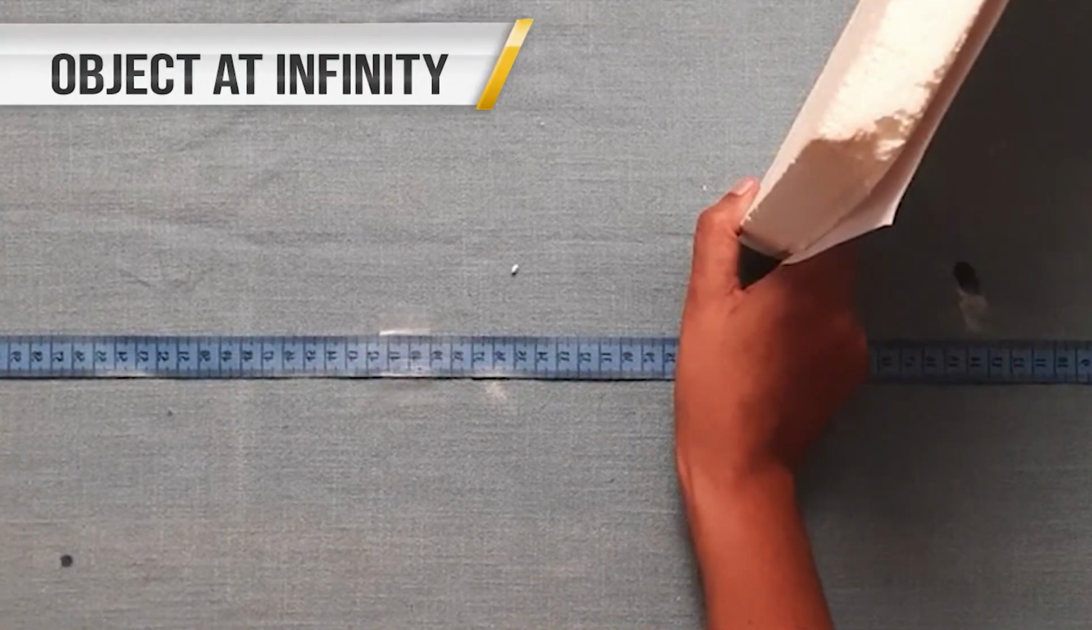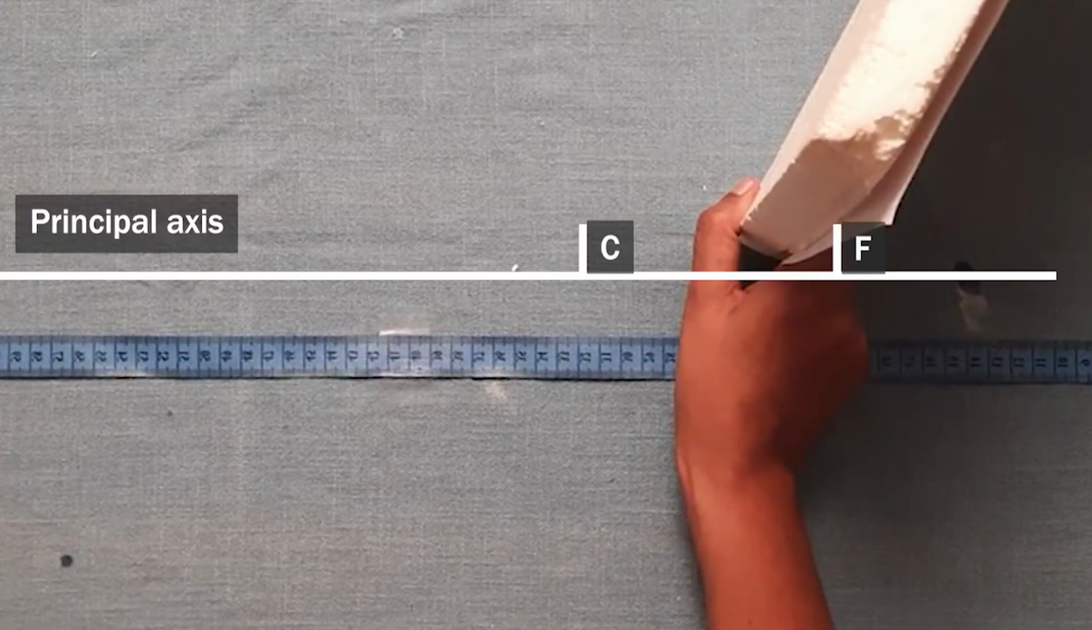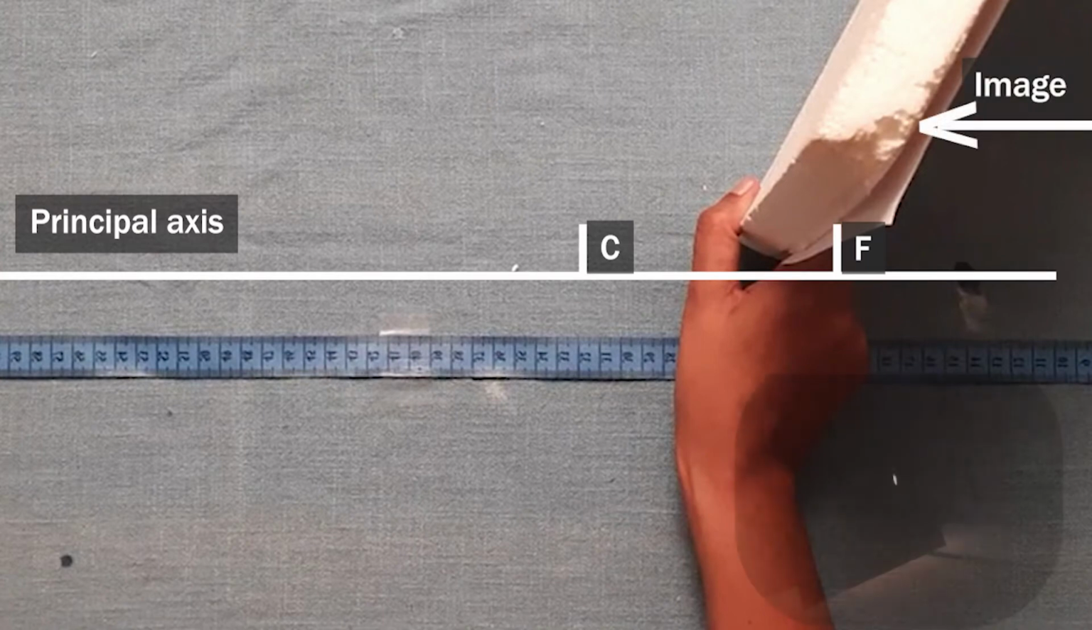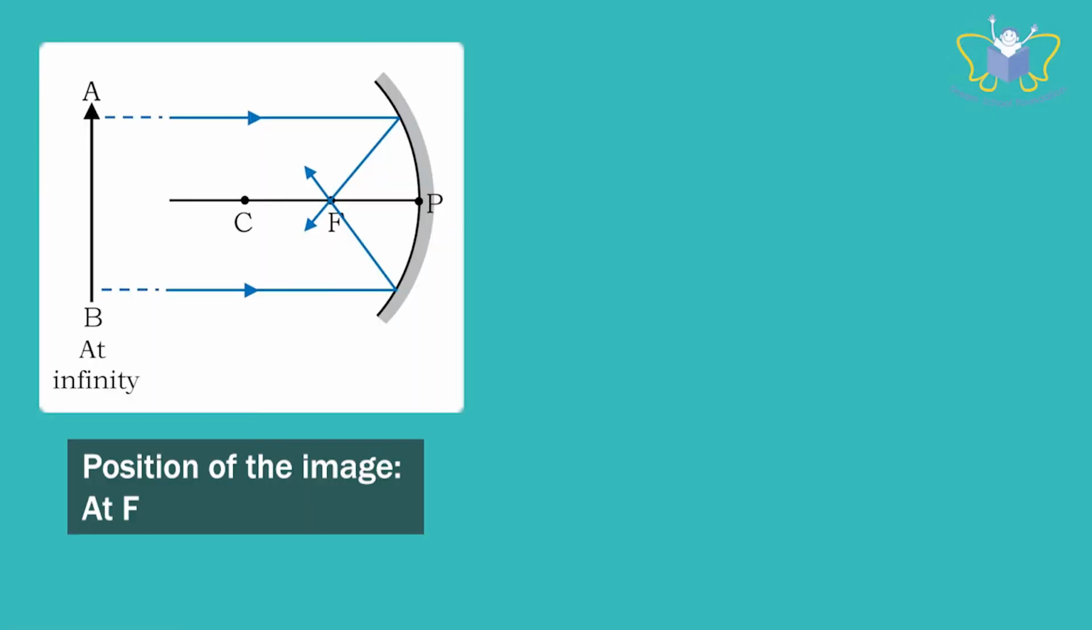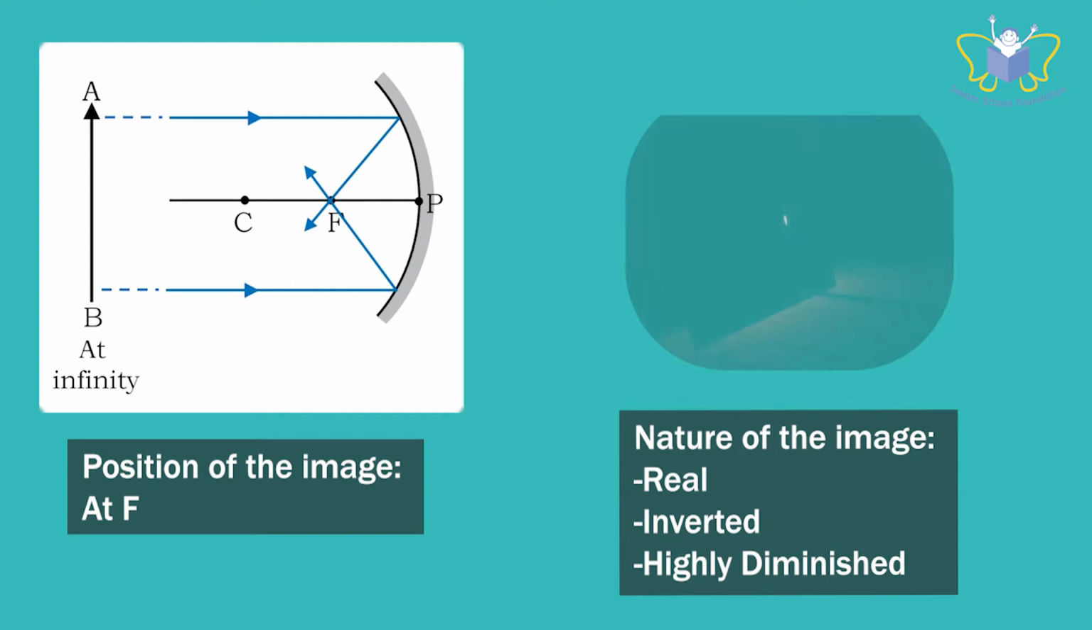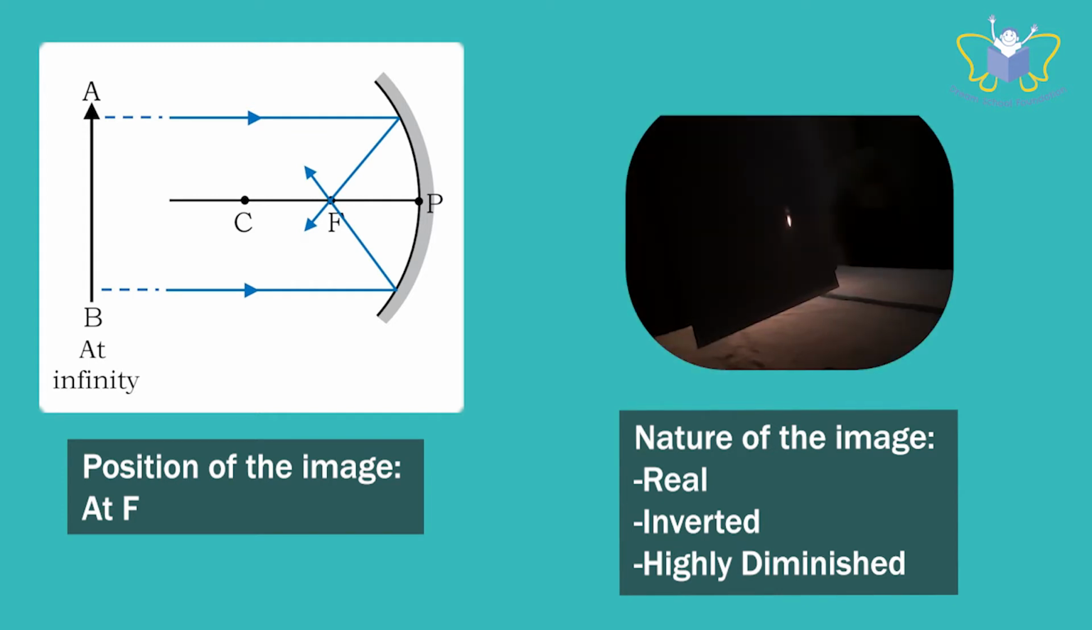Let's see what will happen if the object is placed at infinity. As the rays from the object that is placed at infinity are parallel to the principal axis, they will all meet at the focus. Hence, the image is formed at the focus. Now let us look at the nature of the image. The image is real, inverted, and diminished.